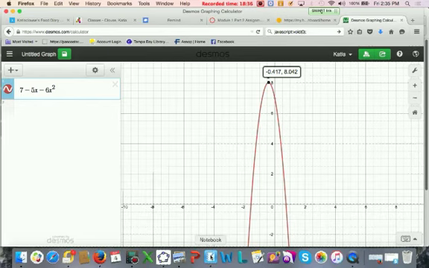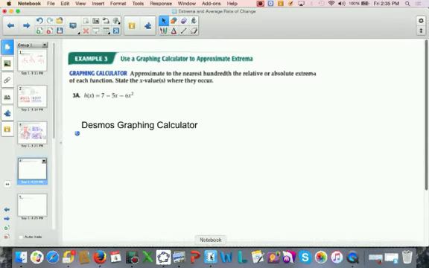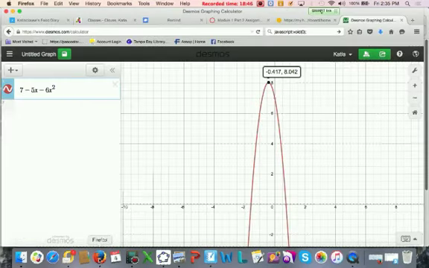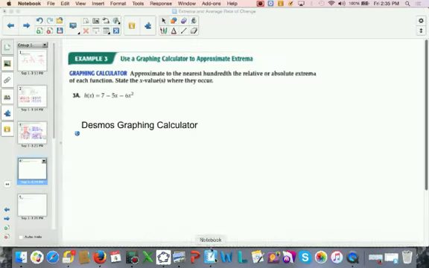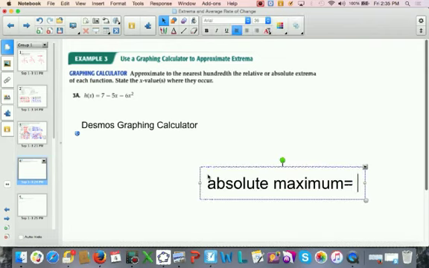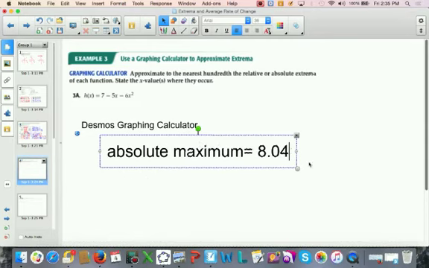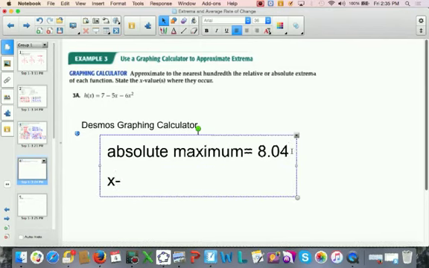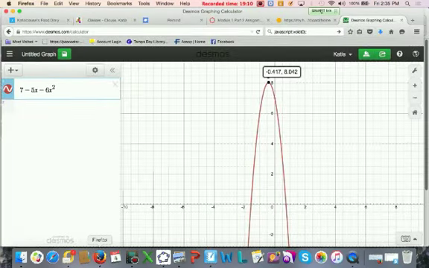So let's come back to what the question was asking us. The question was asking us to approximate to the nearest hundredth the relative or absolute extrema of the function. Again, the absolute maximum is approximately 8.04. They also ask us to state the x value where it occurs, and the x coordinate was negative 0.42.